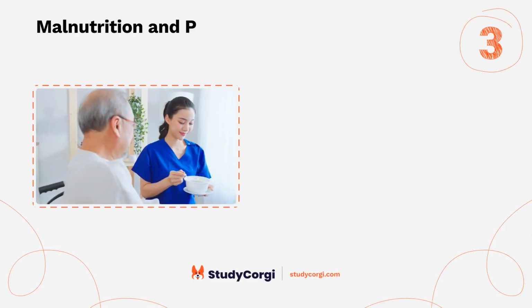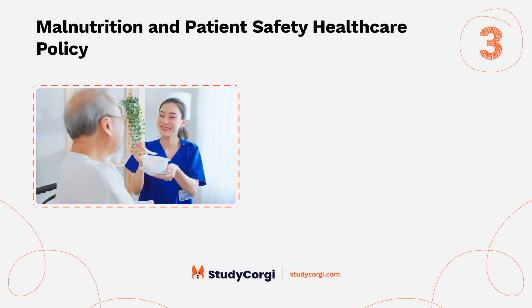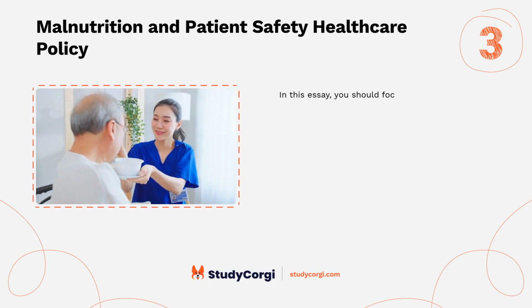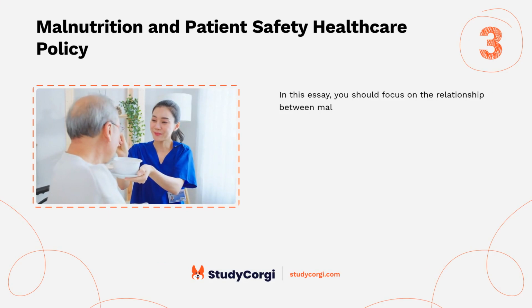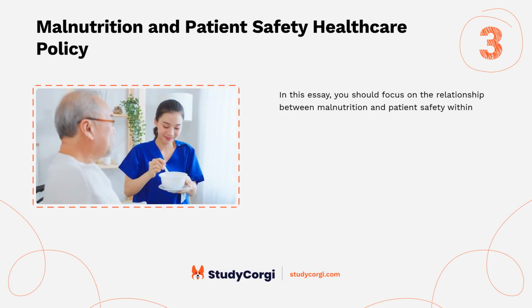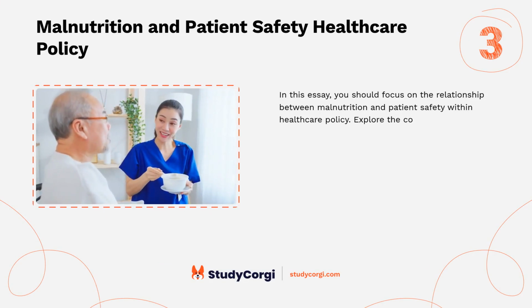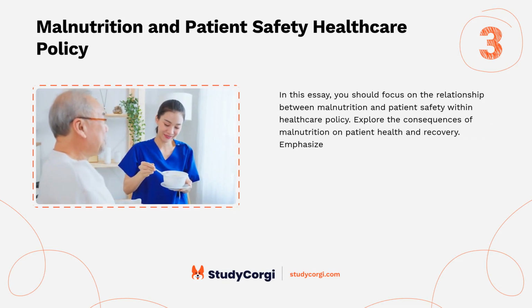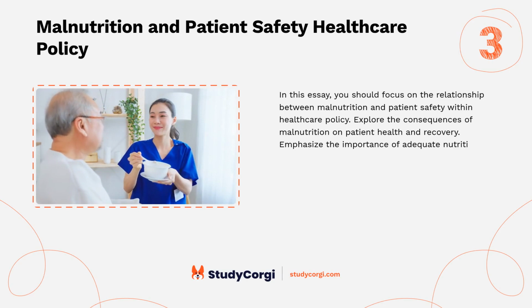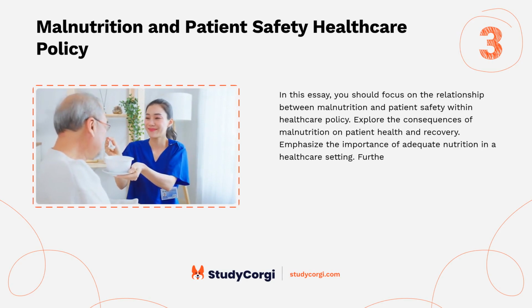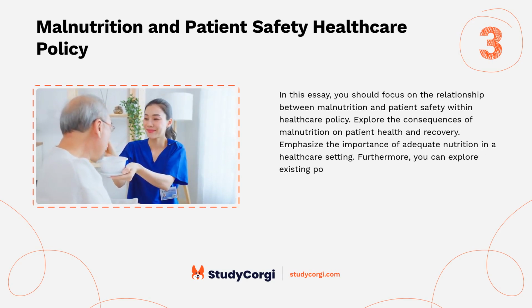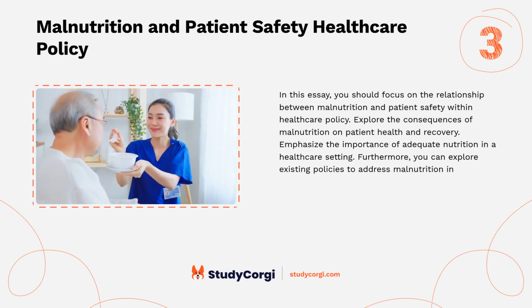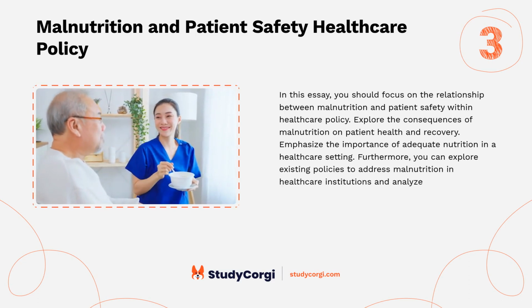Malnutrition and patient safety healthcare policy. In this essay, you should focus on the relationship between malnutrition and patient safety within healthcare policy. Explore the consequences of malnutrition on patient health and recovery. Emphasize the importance of adequate nutrition in a healthcare setting. Furthermore, you can explore existing policies to address malnutrition in healthcare institutions and analyze their effectiveness.